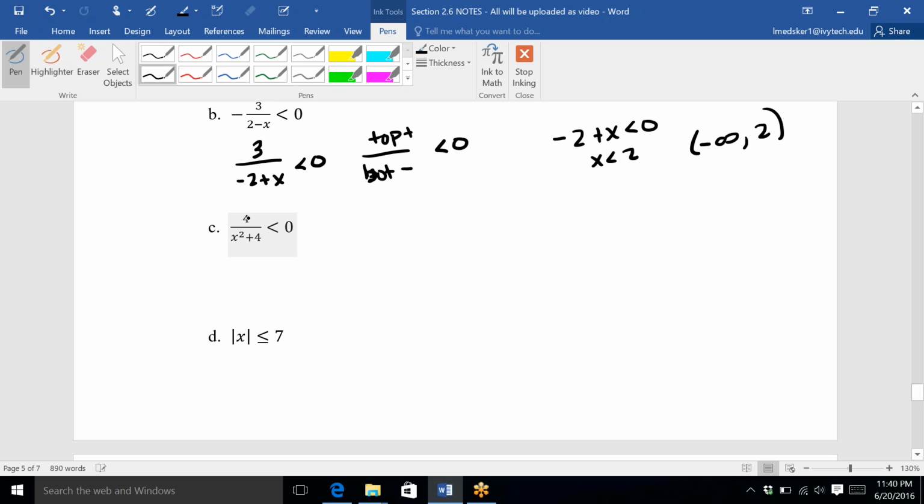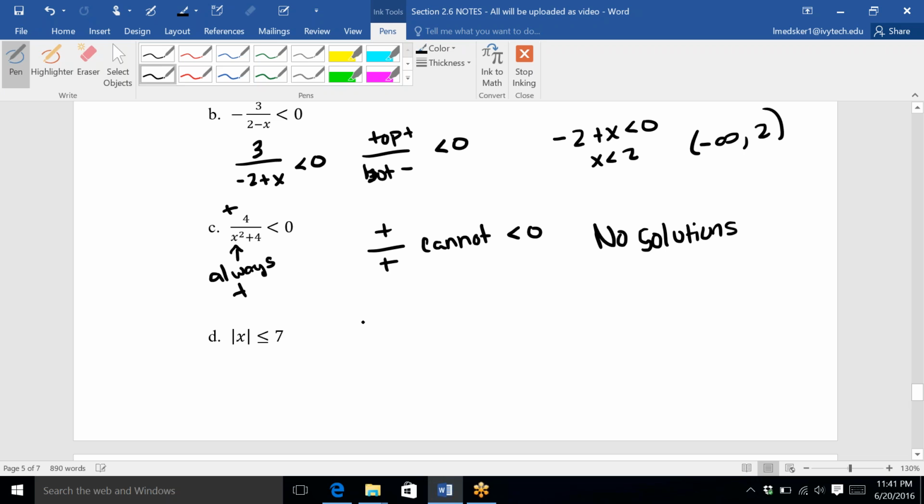This is a funny case. 4 is positive, always. X squared is also always positive. So if you add 4 to that, this whole bottom is positive. A positive over a positive cannot be less than 0, because that would mean it would be negative. So this is going to be no solution or no real numbers, whichever way you want to write that.